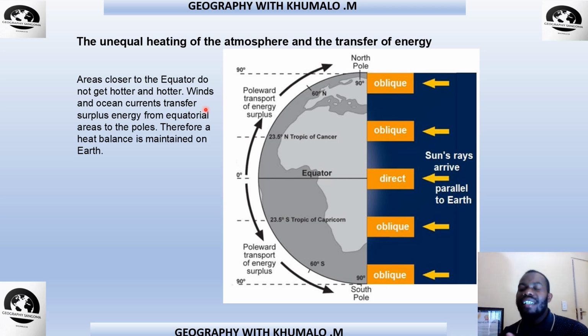Remember in grade 10 we told you that the sun heats directly to the equator, so hence at the equator there is high insolation. But what we are also saying now in grade 11 is that that area does not get hotter and hotter. The reason being we've got winds and ocean currents that act as transportation of heat and energy across the planet Earth. Winds and ocean currents transfer surplus energy from the equatorial areas to the poles. Therefore, a heat balance is maintained on the planet Earth.